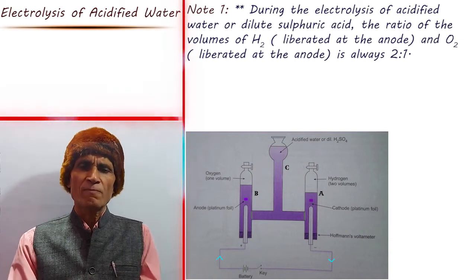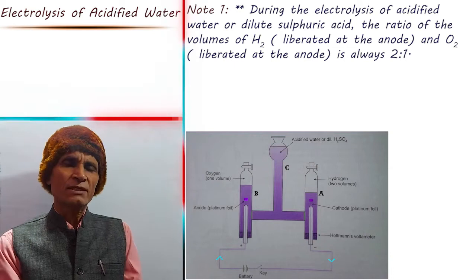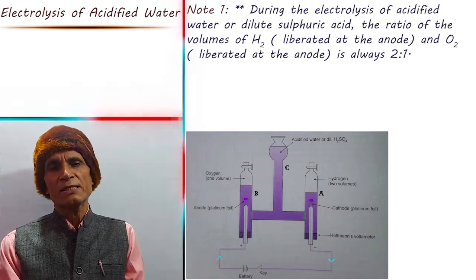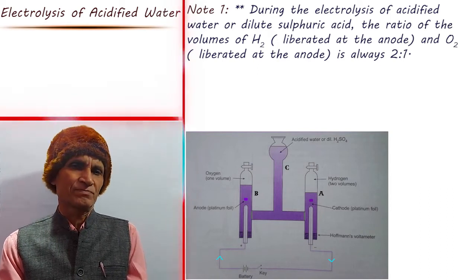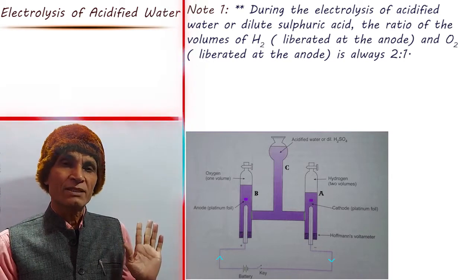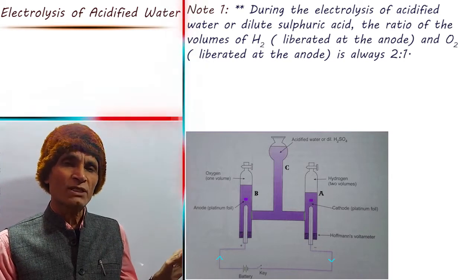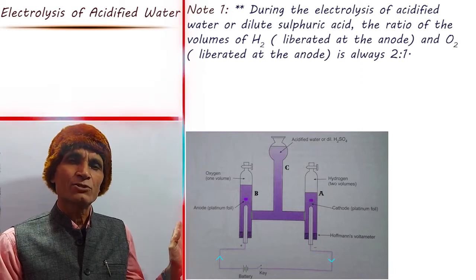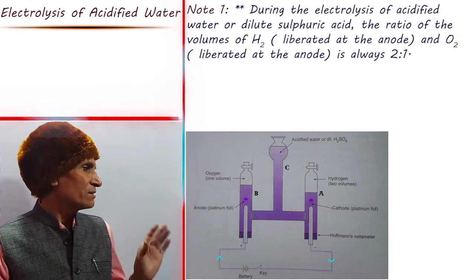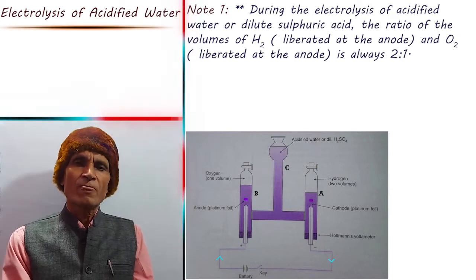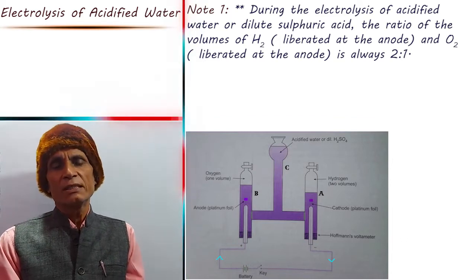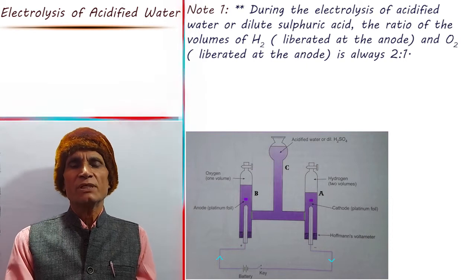According to Avogadro's law, V is proportional to N: volume is directly proportional to the number of molecules under the same conditions of temperature and pressure. So, when V is proportional to N and the molecular ratio is 2:1, the volume ratio will also be 2:1. This is about the reason for the volume ratio of hydrogen and oxygen produced in the electrolysis of acidified water.